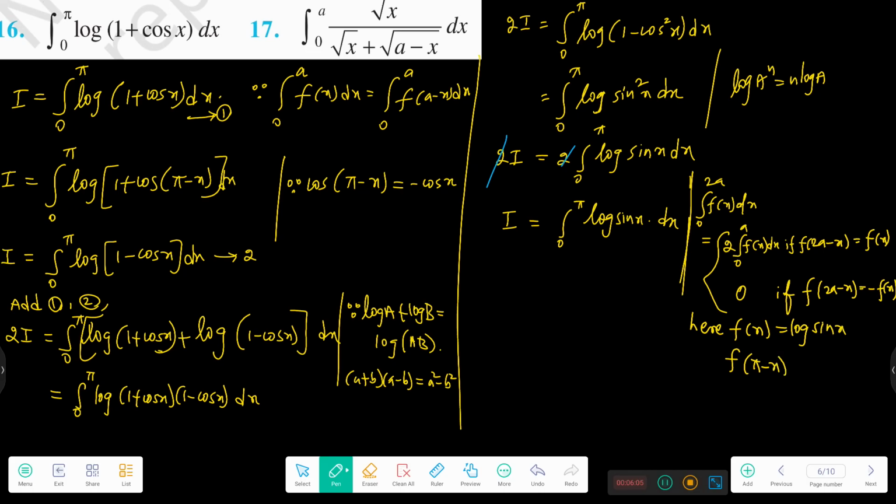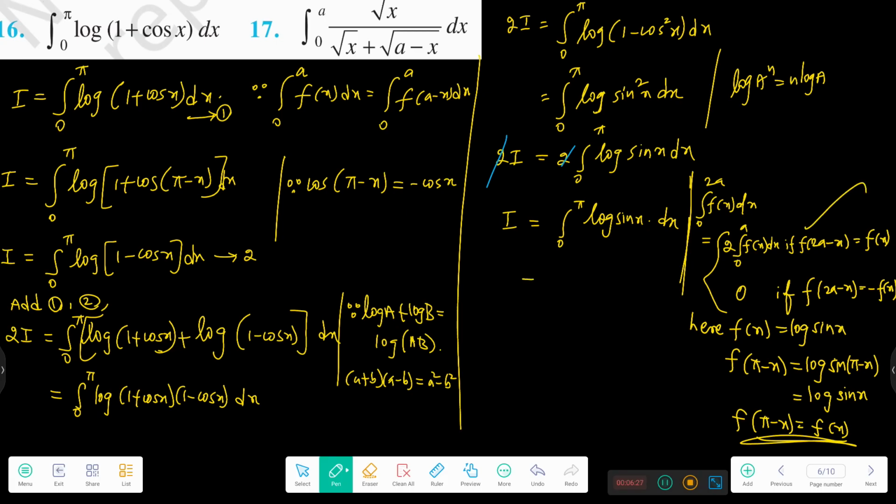f of pi minus x is equal to log sin of pi minus x. What is sin of pi minus x? Second quadrant, no change, sign is positive. So log sin x, I am getting f of x. If I get f of x, then I can use the first formula.